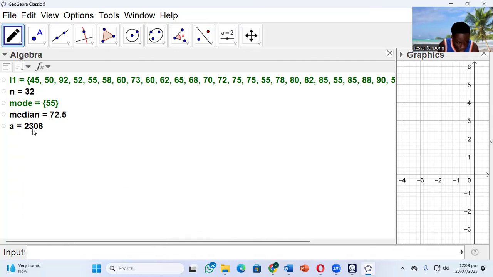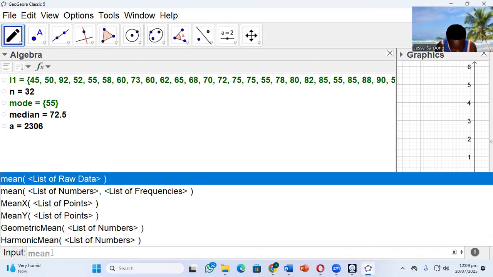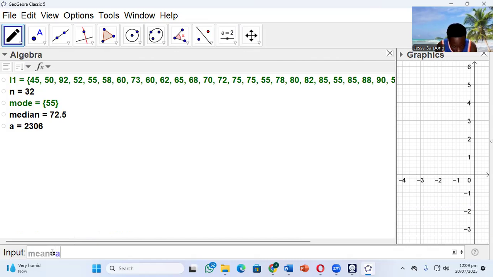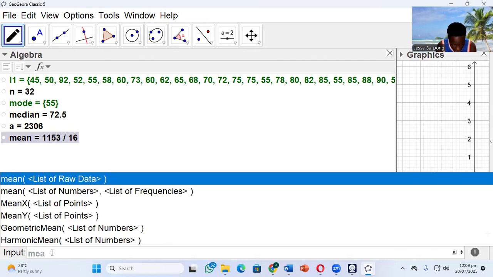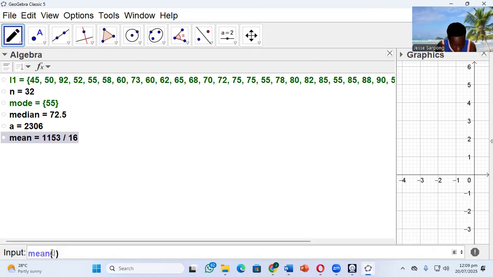Okay, what we have here is our sum of the numbers. Then we can find our mean. Our mean will be equal to a divided by n. This would be our mean. You can also just type mean in our input bar, then L1.